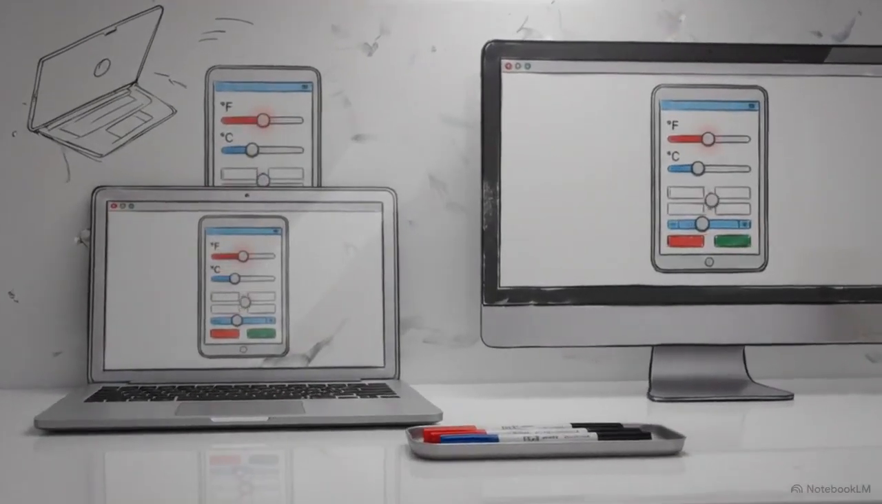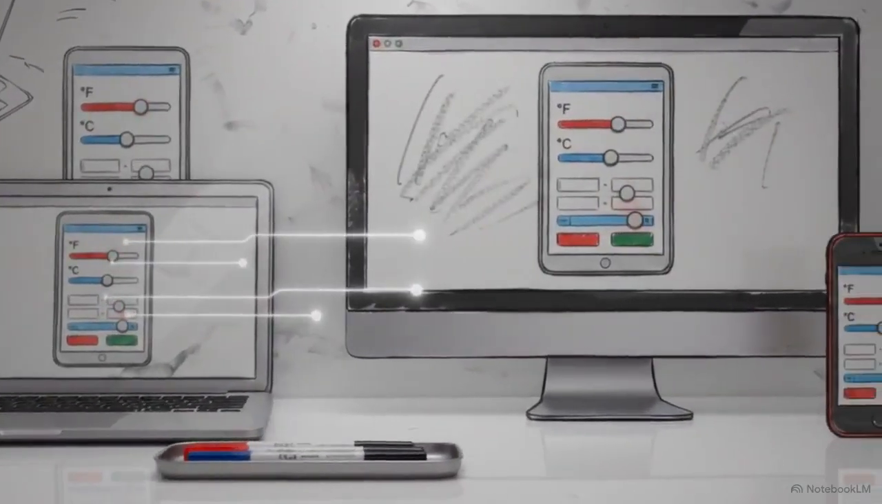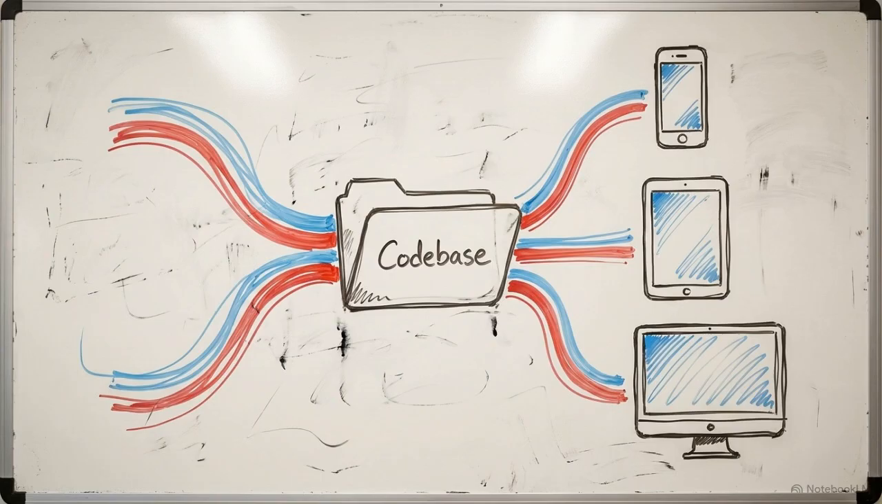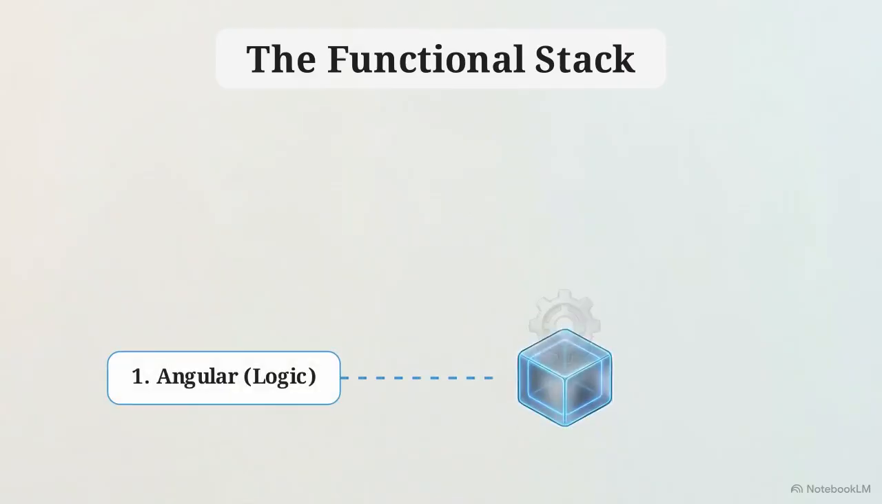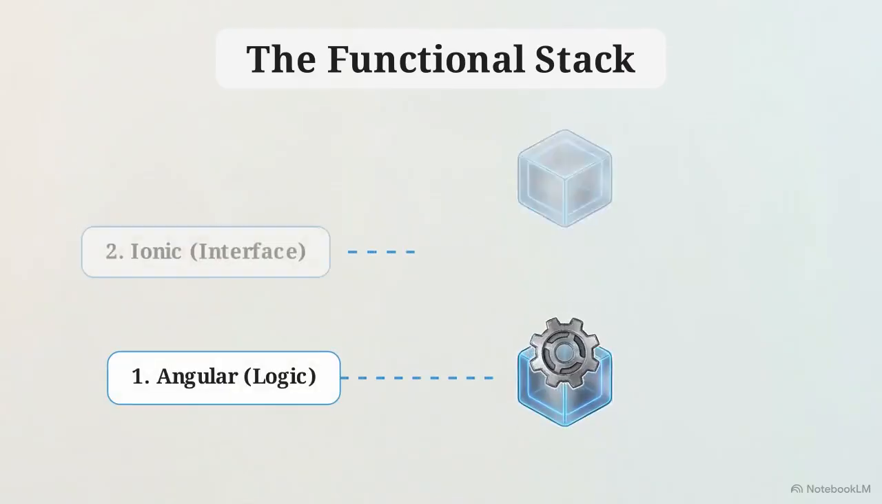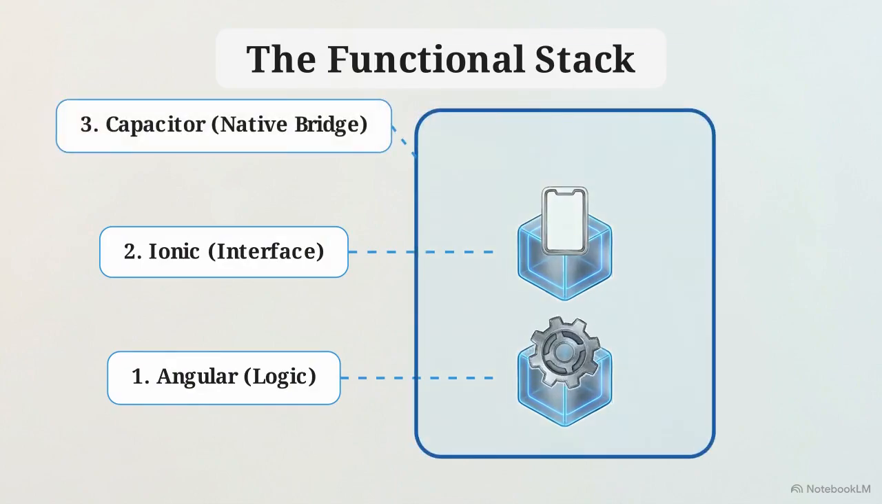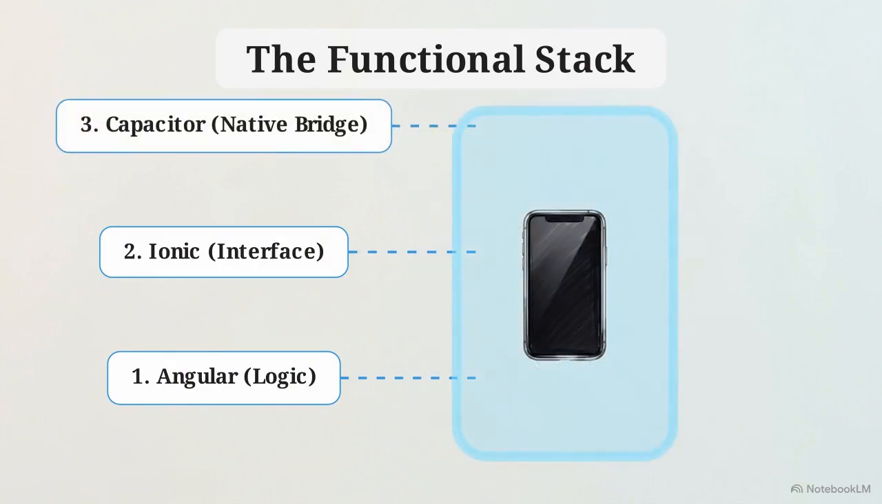Look at the sequence we just completed. You tested an app in a web browser, simulated it virtually, and deployed it to an iPhone. All 3 instances ran perfectly off the exact same foundational codebase. Each piece of the stack handles a specific task. Angular dictates the logical structure, Ionic renders the mobile user experience, and Capacitor executes the native hardware integration.